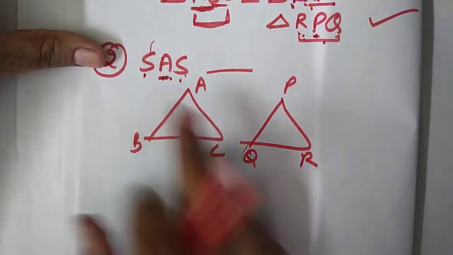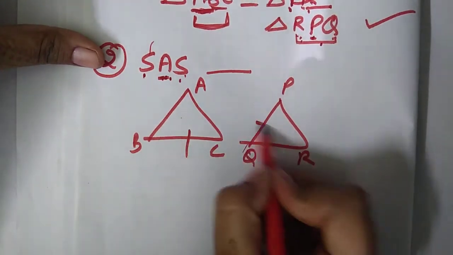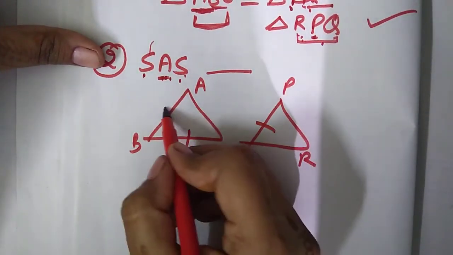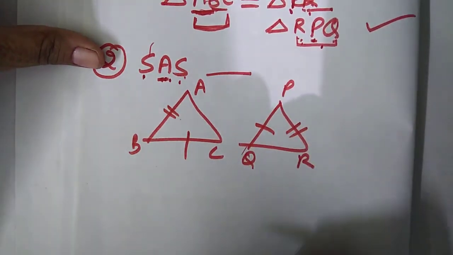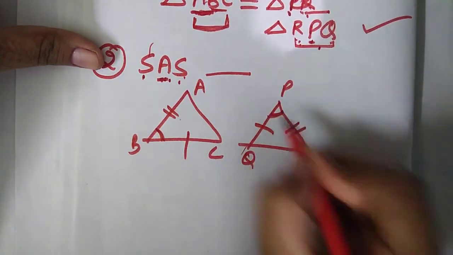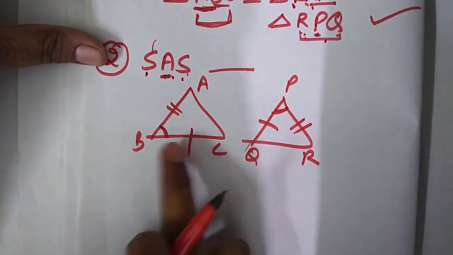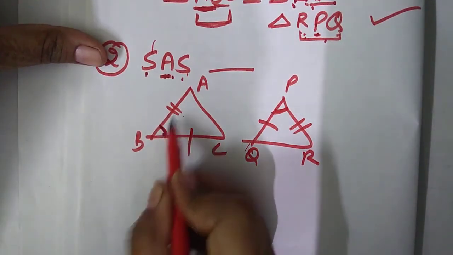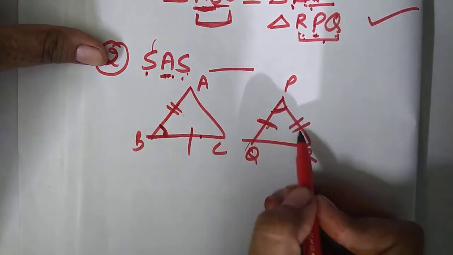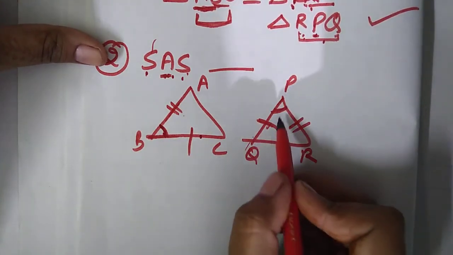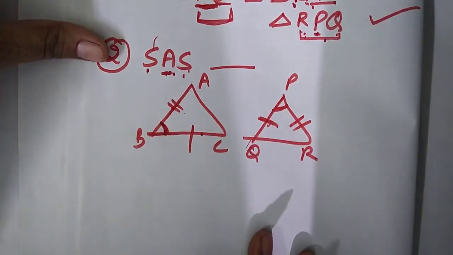So let us understand this with the diagram. We have two triangles in which BC is equal to PQ and AB is equal to PR, and let this angle be equal to this. Okay, so they are congruent by this rule because two sides and the angle included between the given sides, and here also this angle is included between these two sides. Okay, so two sides and one angle are equal in both the triangles, so they are congruent.